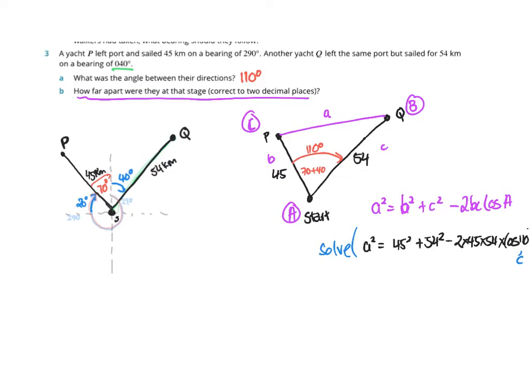So if we do that, I get a to equal 81 point, and it said 2 decimal places, so 81.26, and it was kilometers originally. So I'd answer that with 81.26 kilometers apart. And that seems pretty reasonable. They look like they'd be further apart than the other sides, so it doesn't look too off. I'm pretty happy with that.